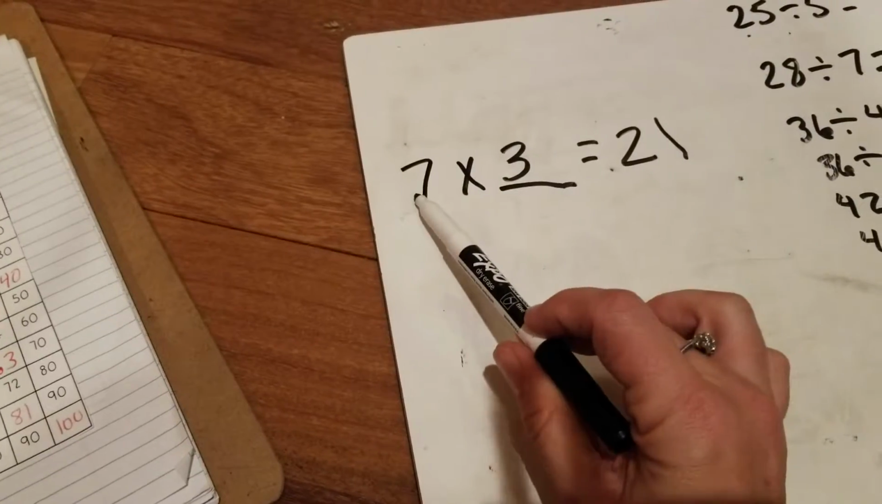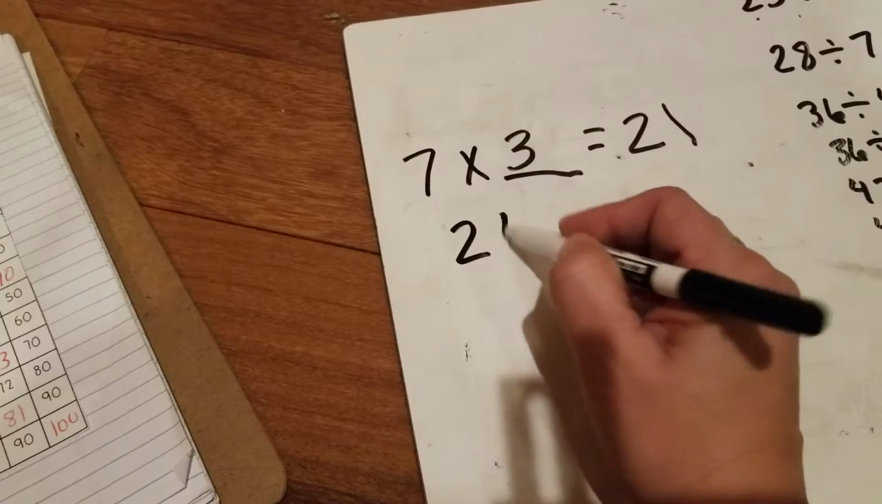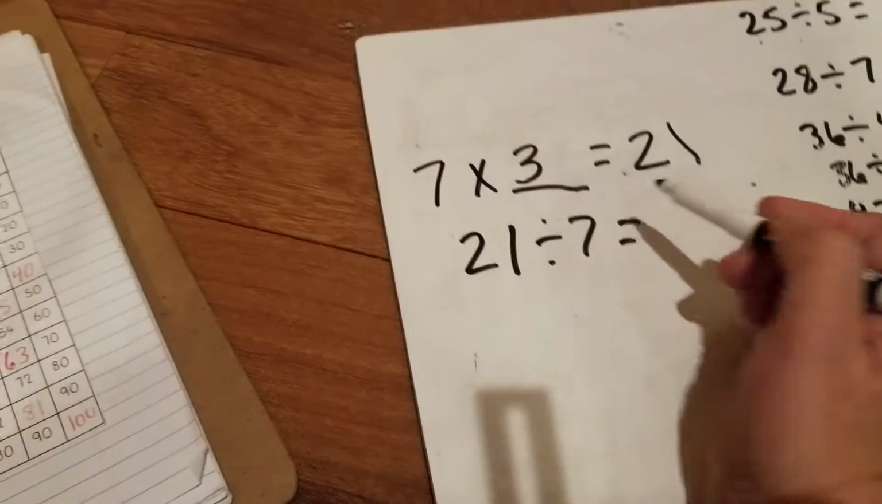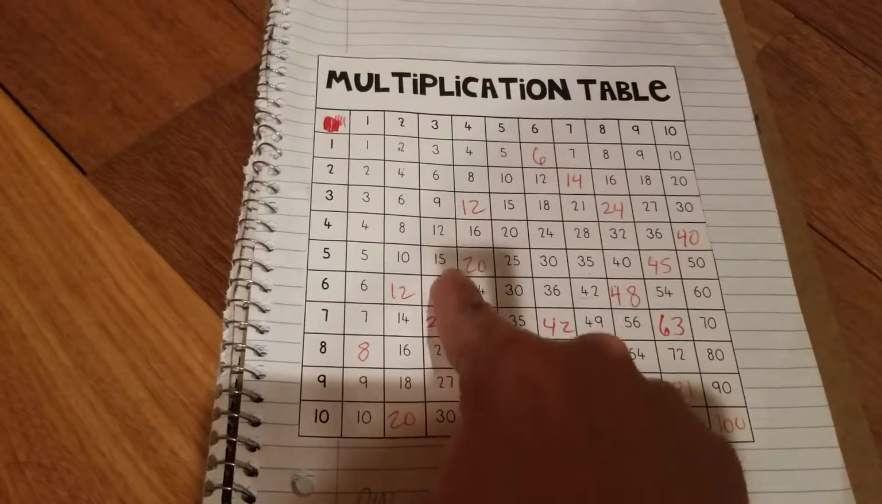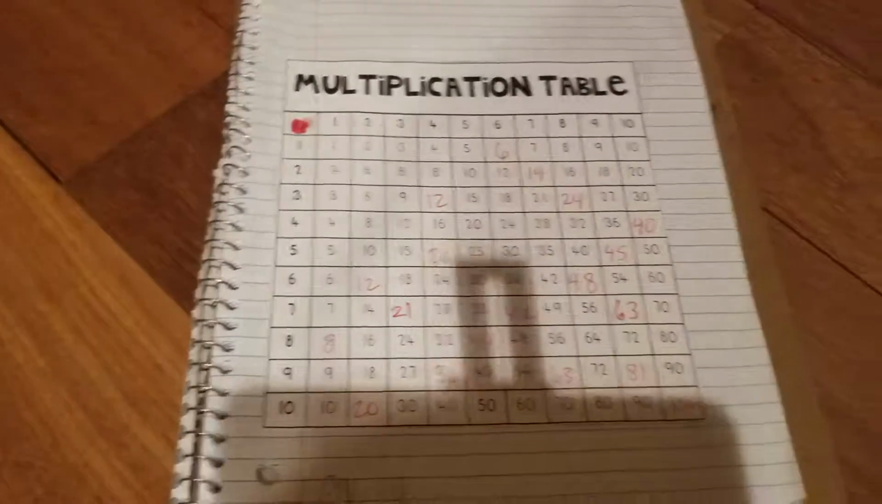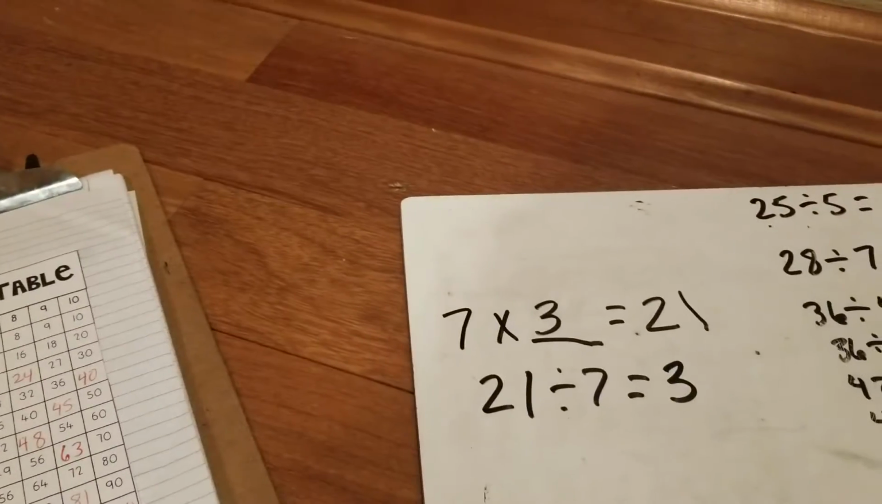Asking yourself, what times 7 equals 21? It's the same as saying 21 divided by 7 equals what? 7, 21, 3 is my answer. Work on that using your multiplication table.